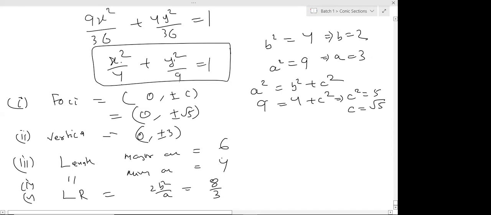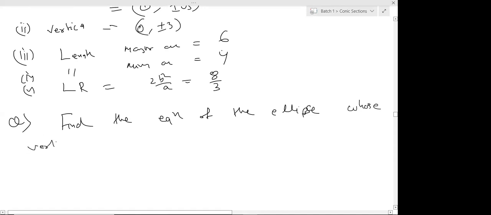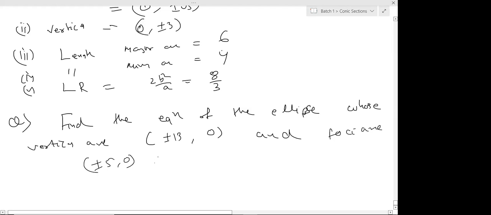Yeah, let's try next question. Find the equation of the ellipse whose vertices are plus minus 13, 0 and foci are plus minus 5, 0. All right. I'll give you a few minutes for this also. Find the equation of the ellipse whose vertices are this and foci are this.